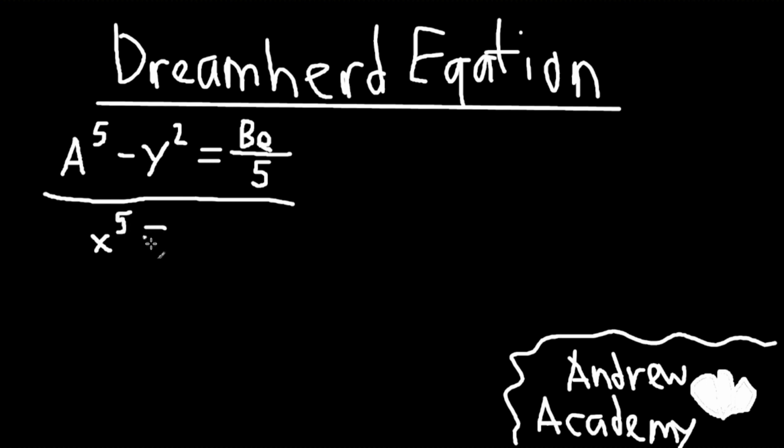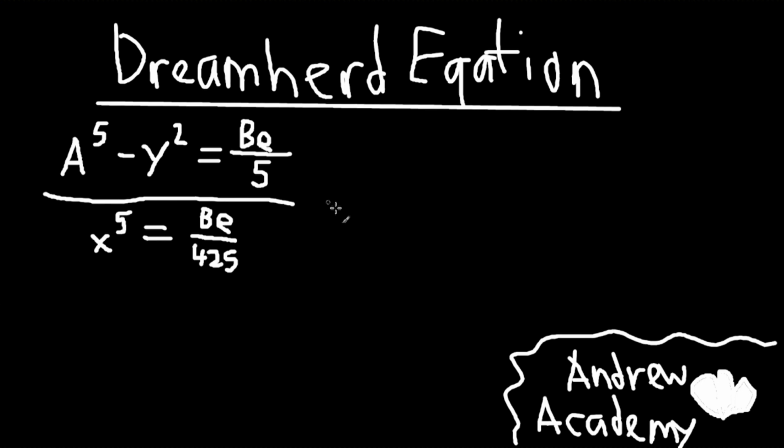So it goes as this: a to the power of 5 minus y squared equals BE over 5 divided by x to the power of 5 equals BE over 425. So this is the Dreamherd equation. And you're already probably seeing a few of the reasons why many people have thought it was impossible, and that's because there's an equal sign in both the numerator and the denominator. What do you do with that? It's not solvable, right? Well, no, I'll actually be showing you how to do it step by step.